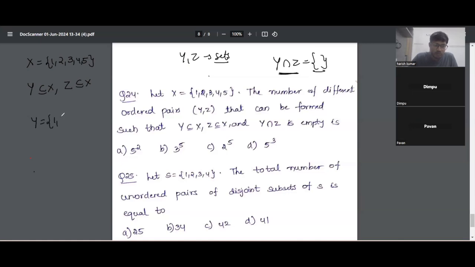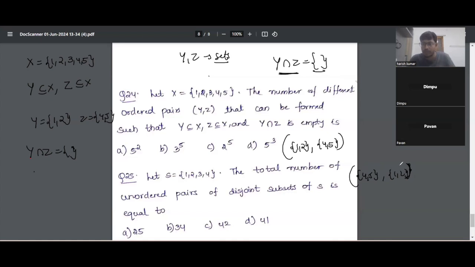Basically, if y is 1 comma 2 and z is, let's say, 4 comma 5, are y and z subsets of x? Yes, they are subsets of x. And what is y intersection z? It is an empty set. So this is one ordered pair: set 1 comma 2 and set 4 comma 5. Because he's asking for an ordered pair, we can change the order also. So 4 comma 5 set and 1 comma 2 will be another ordered pair.